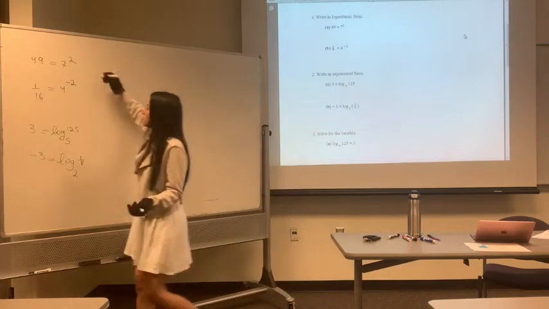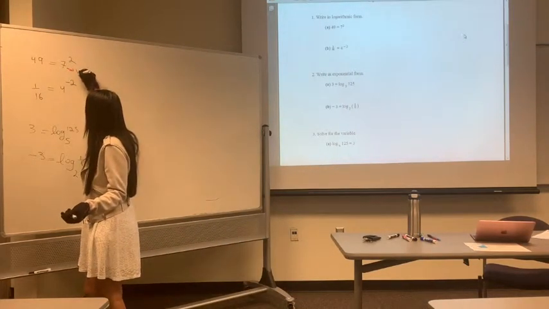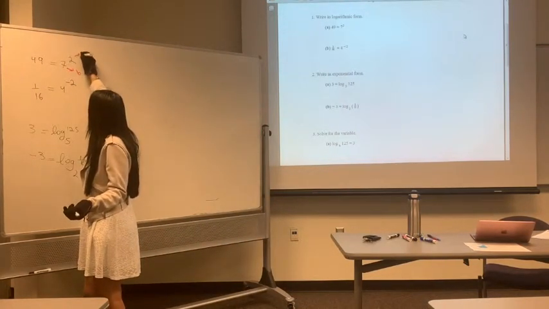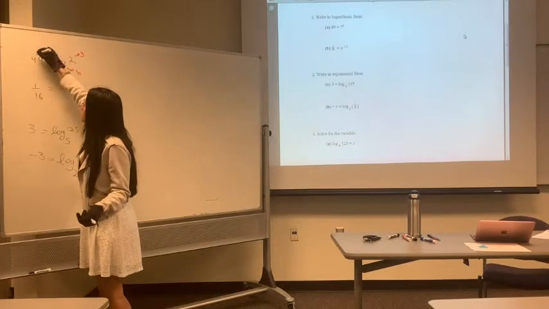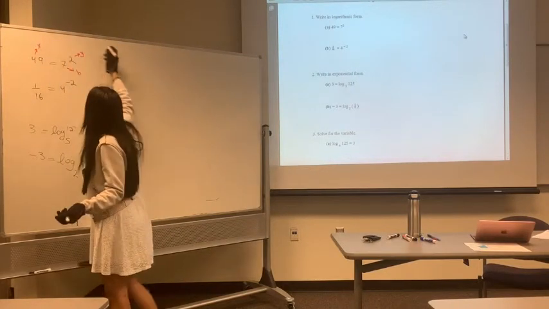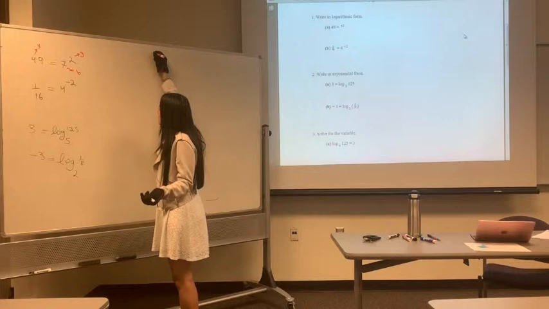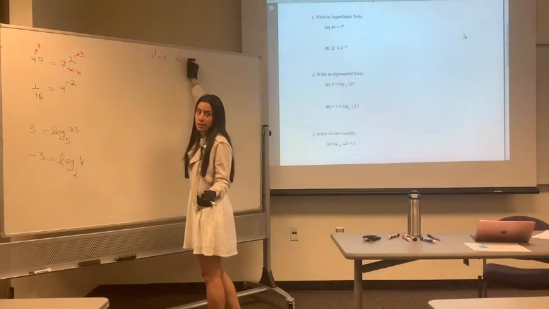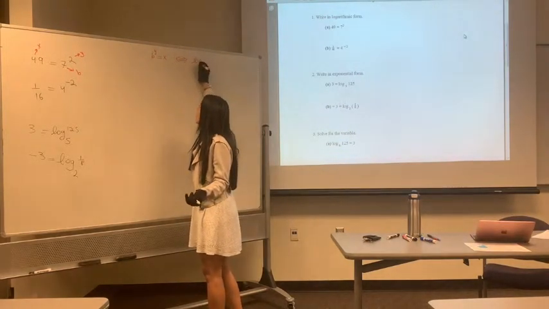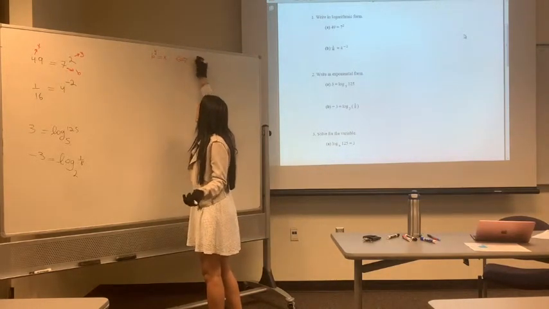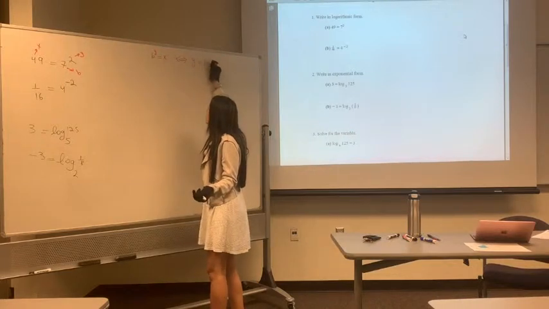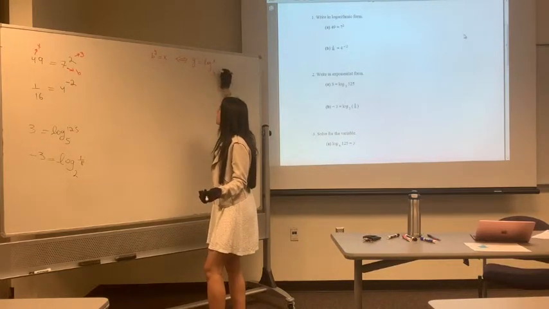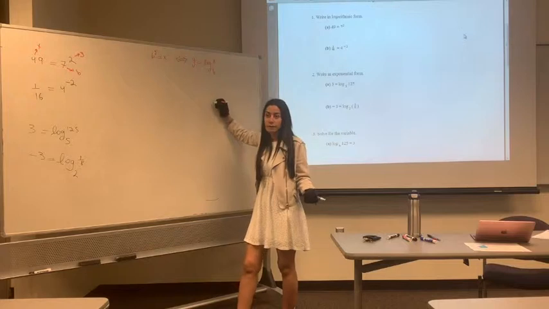Okay, so imagine this one is b, this one is y, this one is x. So we have b power y equal x is exponential form, right? And then we could have y equal to log x base b, right?